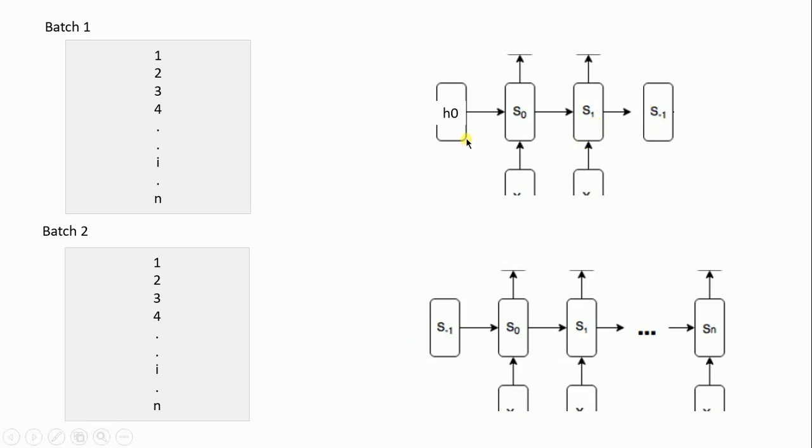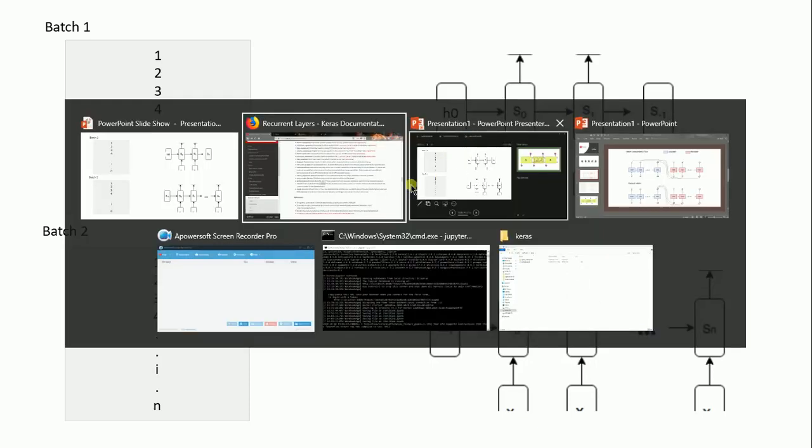So we can use stateful if our two batches have some relationship. Otherwise, we don't use stateful true. If some batches have a relationship and one batch depends on another batch, then we use stateful true. Otherwise, we don't use this one.